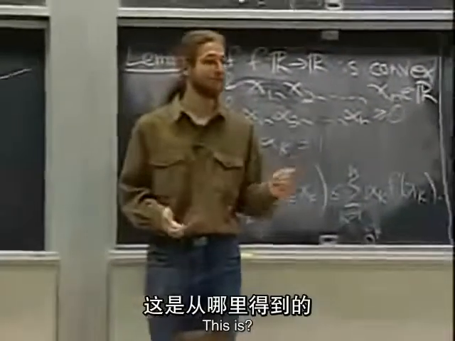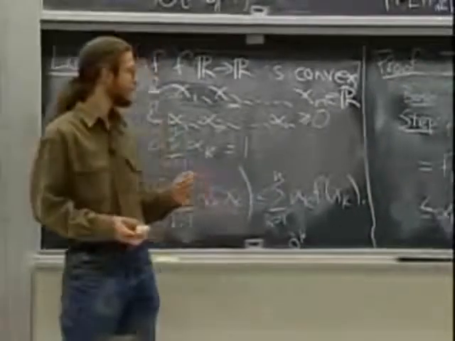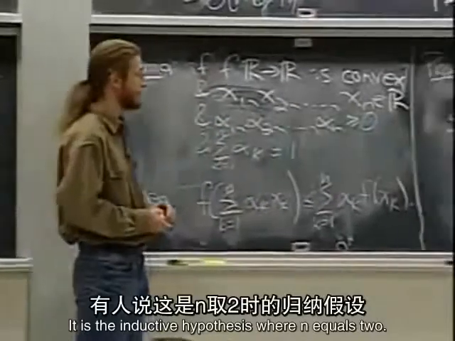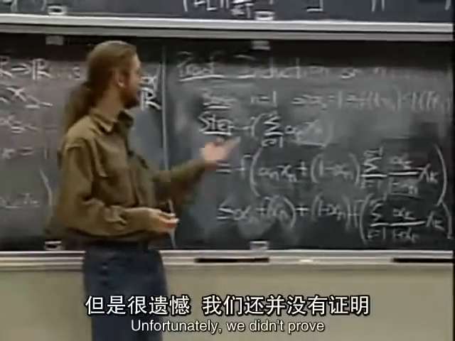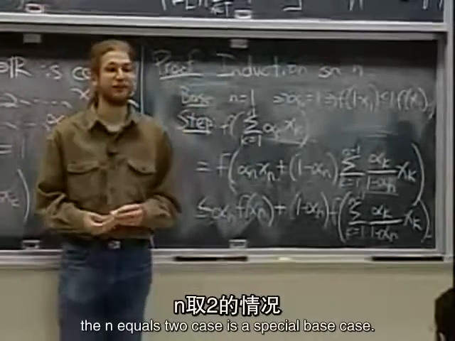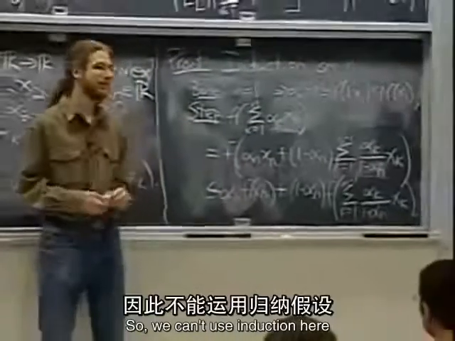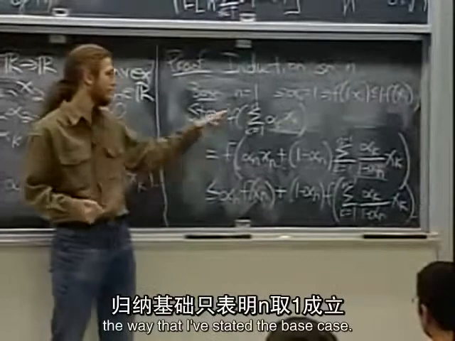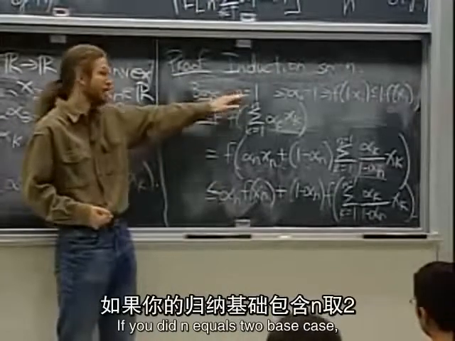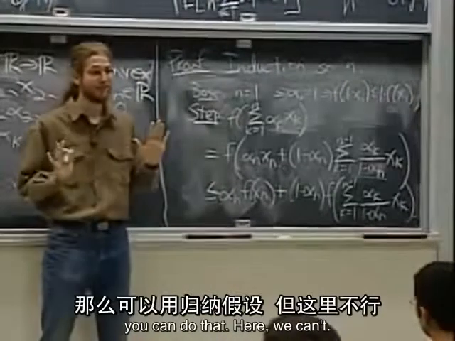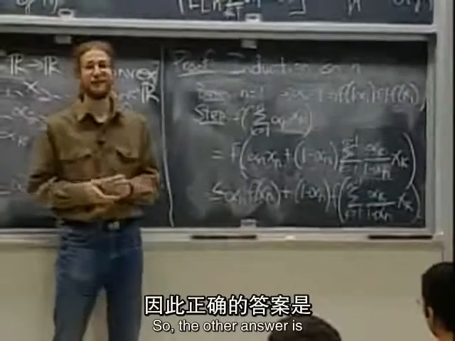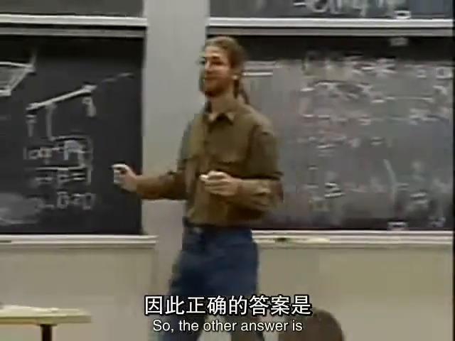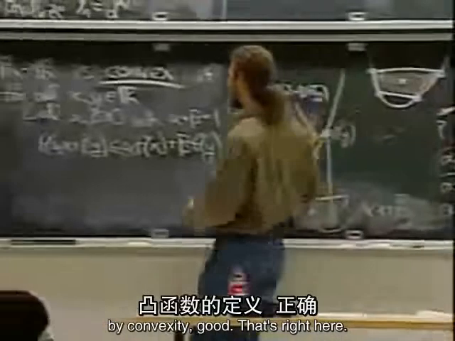This is the inductive hypothesis with n equals 2. Unfortunately, we didn't prove the n equals 2 case as a special base case. So we can't use induction here, the way that I've stated the base case. If you did an n equals 2 base case, you could do that. Here we can't. So the other answer is by convexity. Good. That's right here.